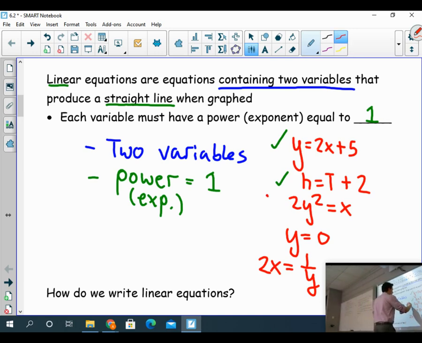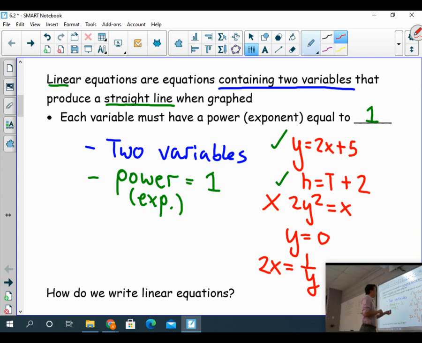The third one, though, will not be a linear equation. While we meet the two variable criteria, we have an exponent here that is squared. The y is squared. This would not be a linear equation. We're going to skip over the fourth one for now. Now, the last two are both challenging. I'll start with the fifth one.